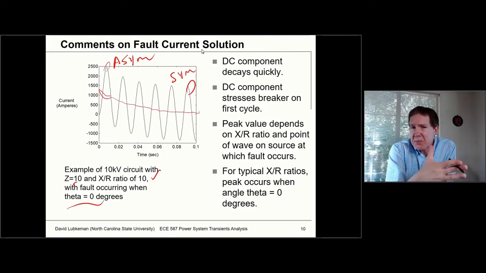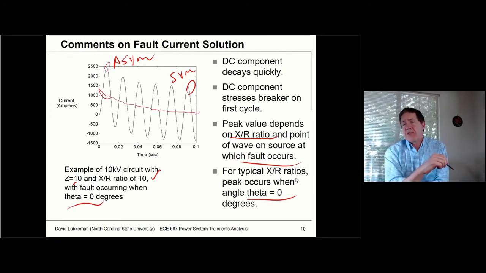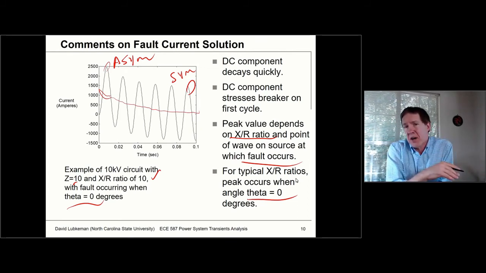So it decays pretty fast, but it does put stress on the breaker during the first cycle. And it's going to be dependent on the type of system we have. If it's a highly reactive system, with a high X to R ratio, that's going to have an impact, as well as the point on wave at which the fault occurs. And if we have typical X to R ratios, which are high, then typically the worst case is when theta is equal to 0, where we're at a zero crossing as far as the source voltage is concerned.